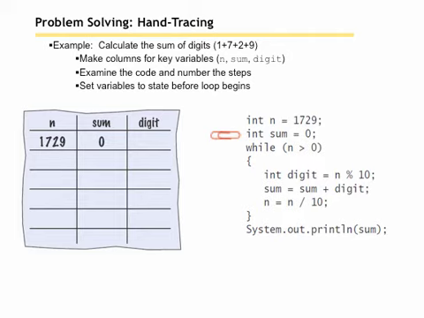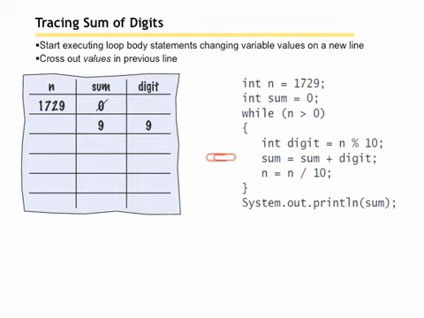If we continue on here, you'll see that we enter the loop. N was 1729, so that was greater than 0. We enter the loop and we calculate int digit equals n modulus 10. Modulus 10 will always return what's in the ones place, in this case 9. Then sum equals sum plus digit, so sum was 0, we add digit, which was 9, and we get a total of 9 and store that value back in sum. The next thing we do is n equals n divided by 10. That will chop off the ones place, and n will be equal to 172.